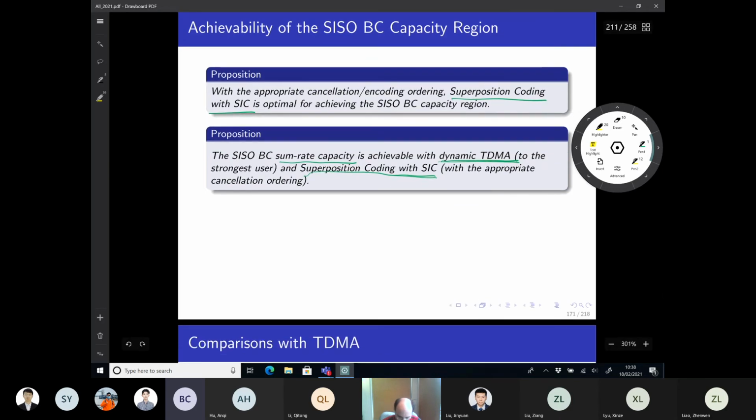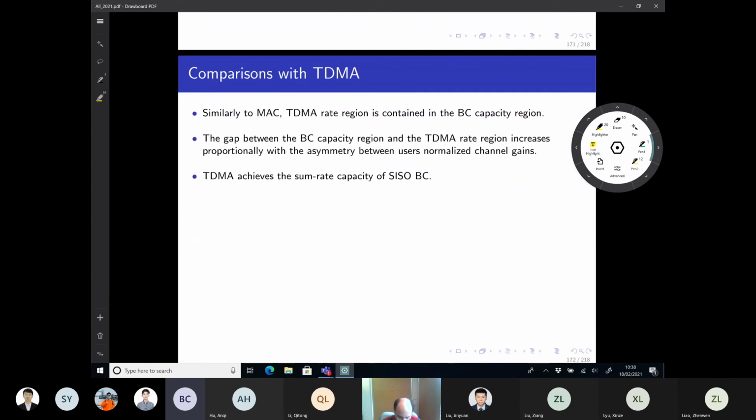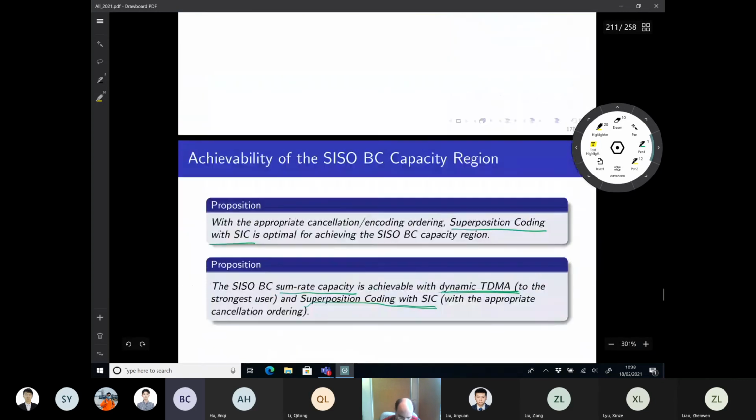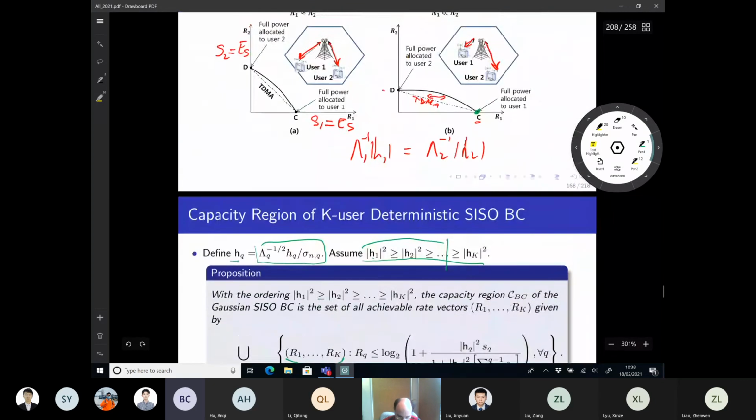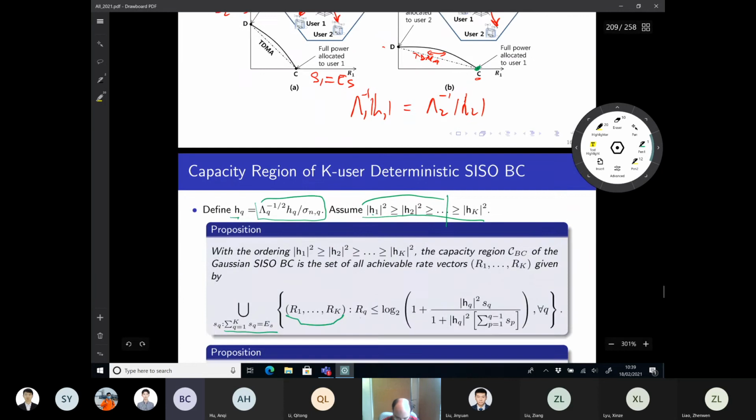Good. So we end up with a gain over TDMA that is significant whenever we have a large disparity of channel strength. When you have small disparity of channel strength, the gain over TDMA is relatively small. So you really want to use this kind of scheme whenever you have two or multiple users located at very different locations in the cell.